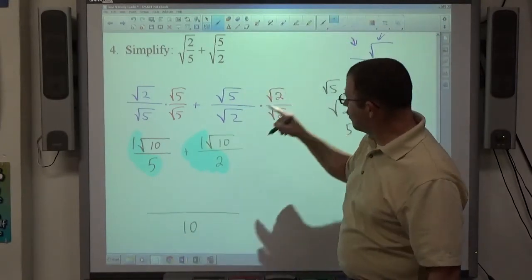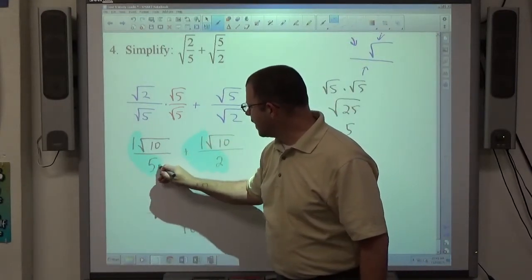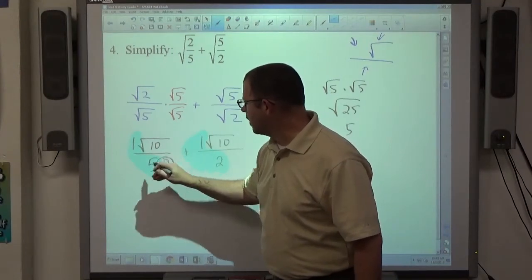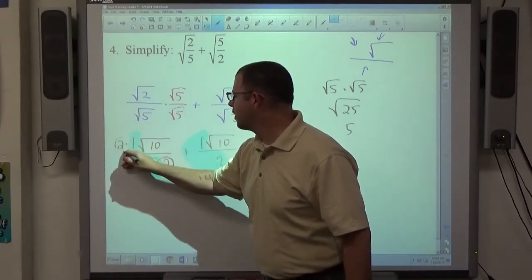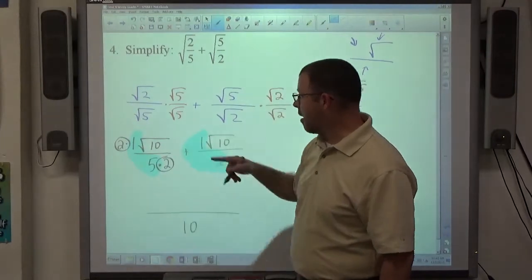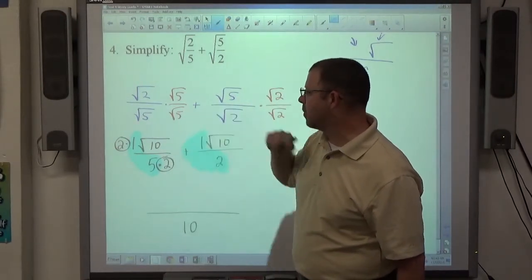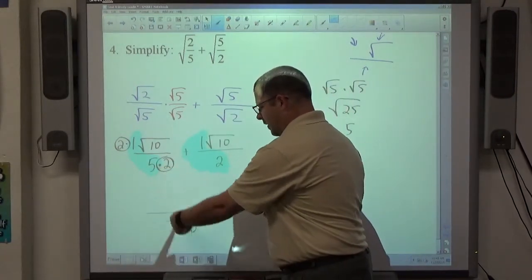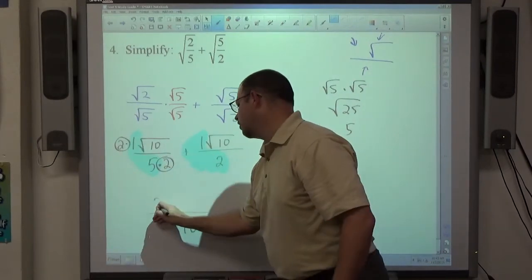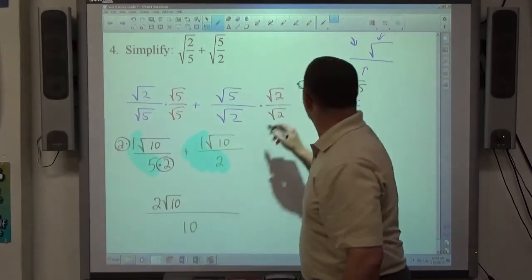for the first fraction, this is 5, it needs a times 2 on it to make the 10 we want, so I have to do a times 2 on top to make the same thing happen, just like I did here. If I multiply the bottom, I've got to multiply the top. I need this doubled to make 10, so I have to double that also, so I'm going to get 2 times the square root of 10 out of that.